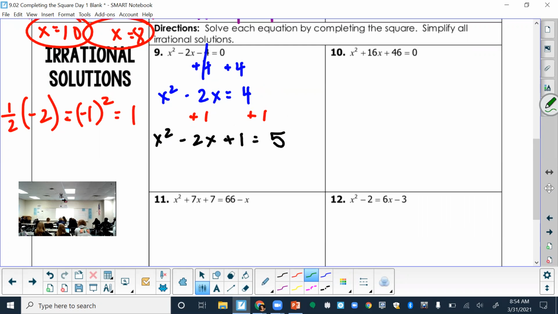Now factor the trinomial. Take the square root of your first and last term. What would that be? Square root of x squared is x, square root of 1 is 1, and what sign is going to go in between? Good, because that's the sign that's on the middle term. All right, so we factored it, bring down that 5. Now we're solving for x.